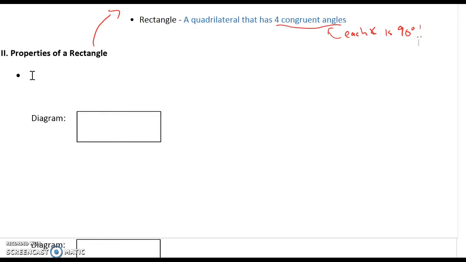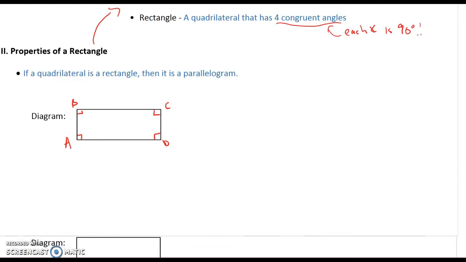in that a rectangle is also a parallelogram. So if a quadrilateral is a rectangle, then it's a parallelogram. How do I know if it's a rectangle? Look for these four 90-degree angles, right? So that tells me ABCD is a rectangle. And if I know it's a rectangle, then ABCD is a parallelogram, which means those five things at the top of your front page are all true for rectangles. So opposite sides are congruent, opposite angles are congruent, consecutive angles are supplementary, diagonals bisect each other, etc., etc., etc.